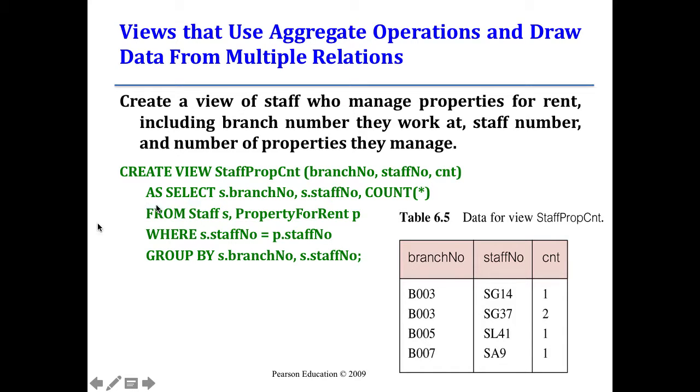And then in this case, we are performing a join between the staff and property for rent. We could have done a natural join if we had wanted, but I wrote it out explicitly. And we're grouping by the branch number and staff number. Okay, so pretty simple and straightforward.